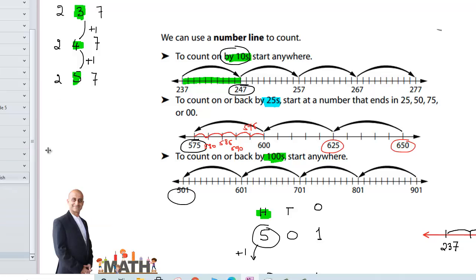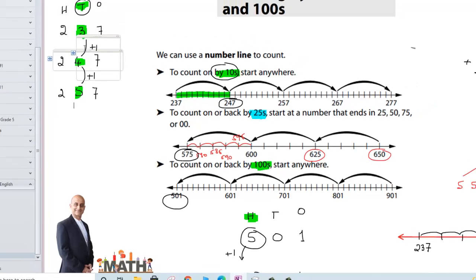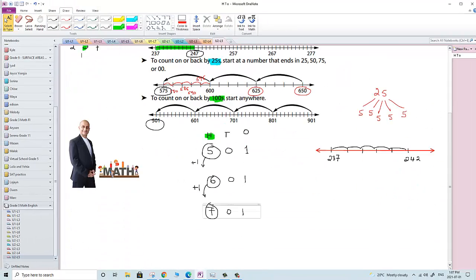So I hope that you understood how we can skip by 5 or 10 or 25 or 100 using the number line or using the column of the place value, and how I can reach my goal by only adding ones to the tens here or ones to the hundreds here to get the next number.